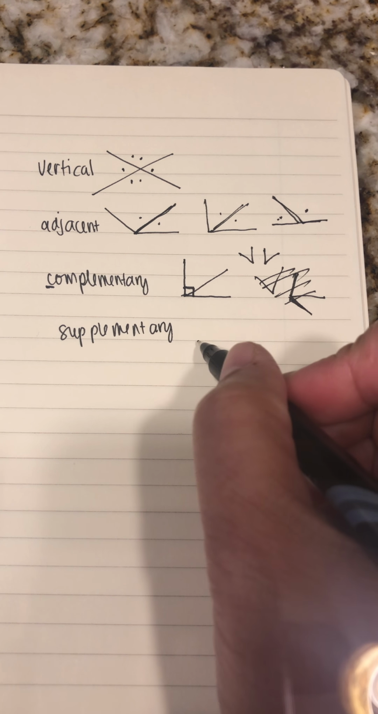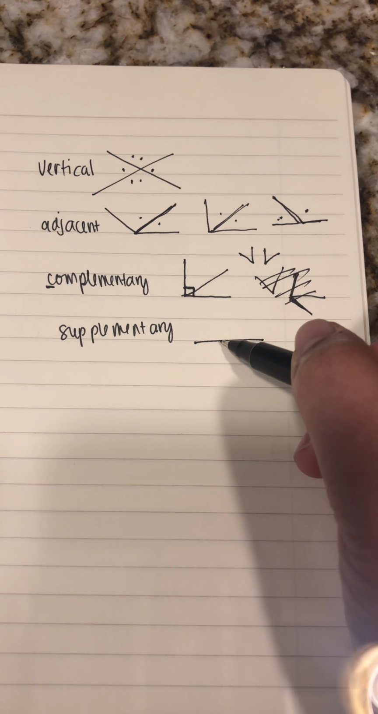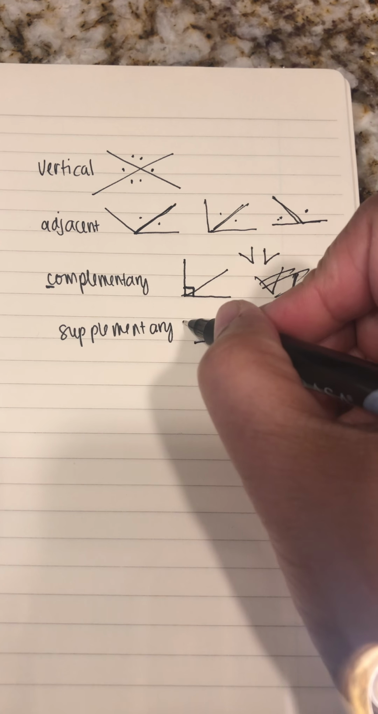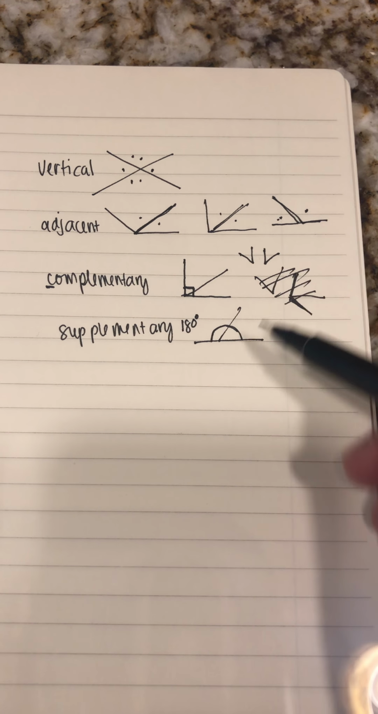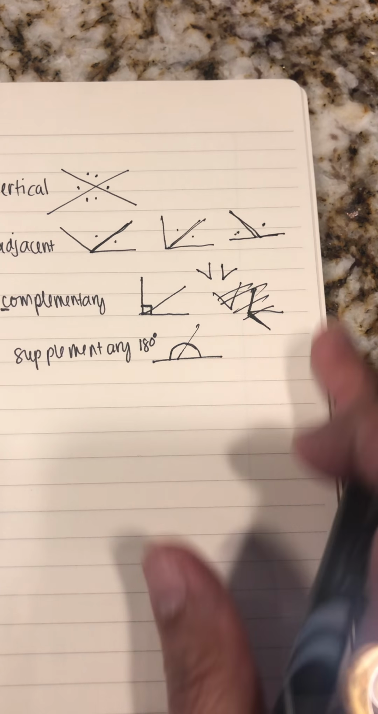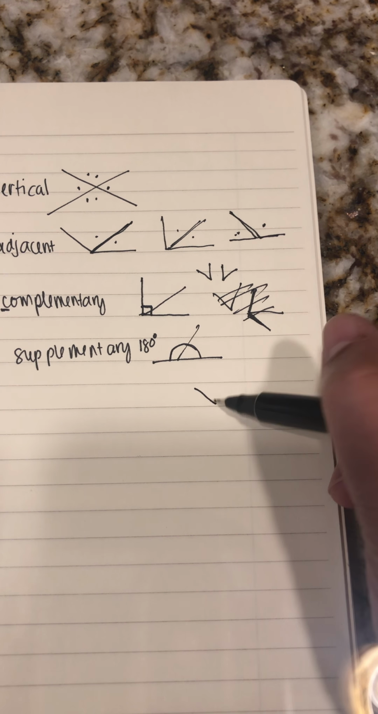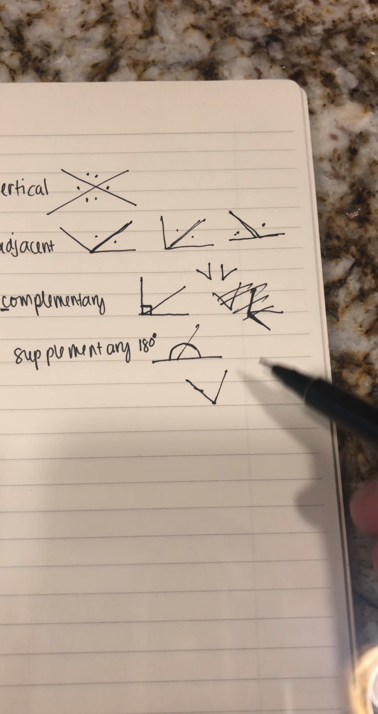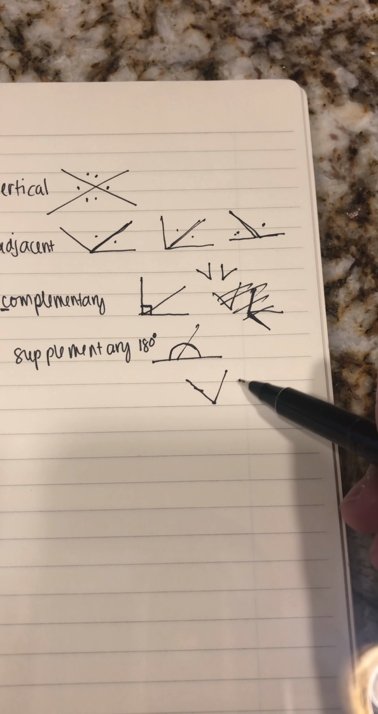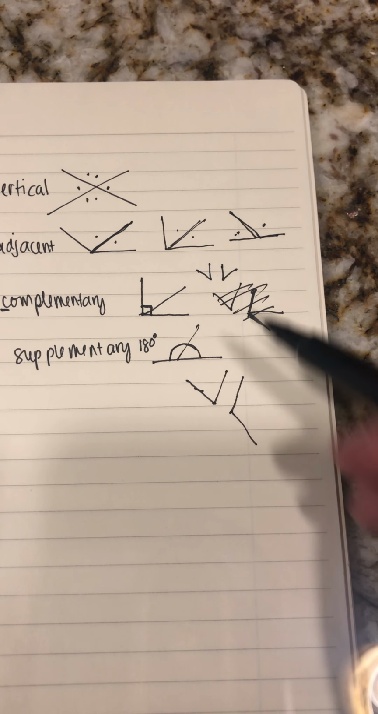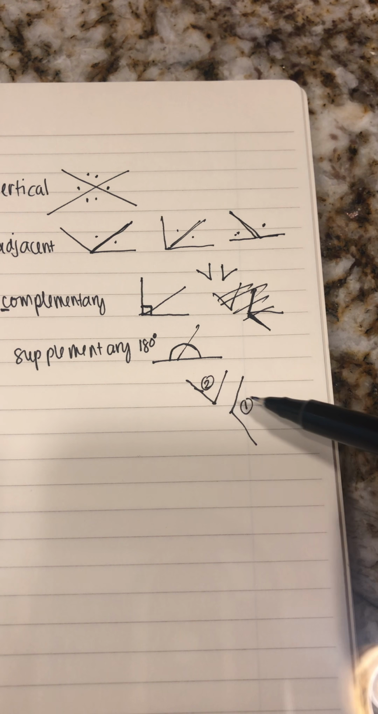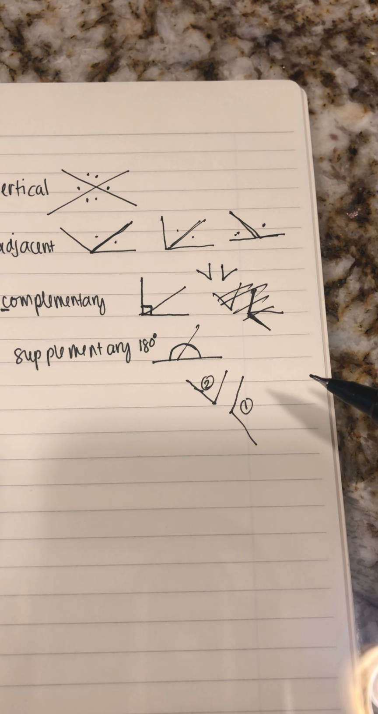And then supplementary, it forms a straight line together and they add up to be 180 degrees. So that's the example that I have here. So for example, you have an angle right here, and you don't have to be adjacent to each other. And then you will have another angle. So this angle 1 here and angle 2. And then if they add up to 180 degrees, then we say, oh, they are supplementary pairs.